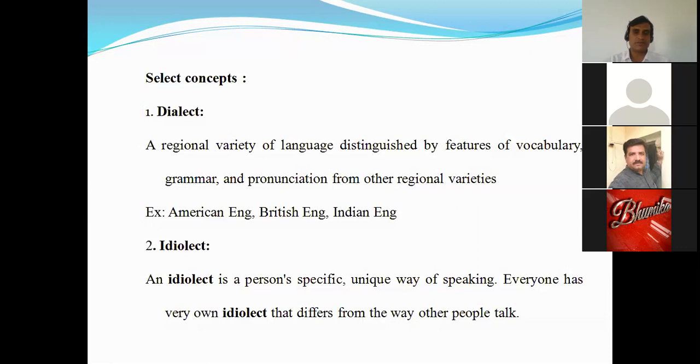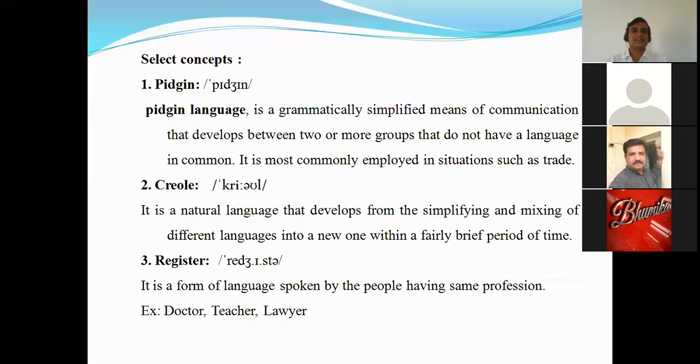The next term is idiolect. Idiolect is nothing but the personal style of speaking the language. An idiolect is a person-specific, unique way of speaking. Everybody has their own idiolect that differs from the way other people talk. It depends upon the vocabulary. Idiolect is nothing but this personal style of expressing our thoughts in the language. So this is idiolect.